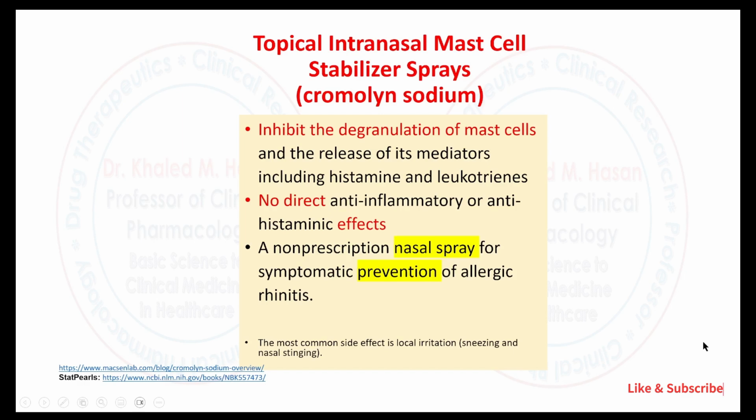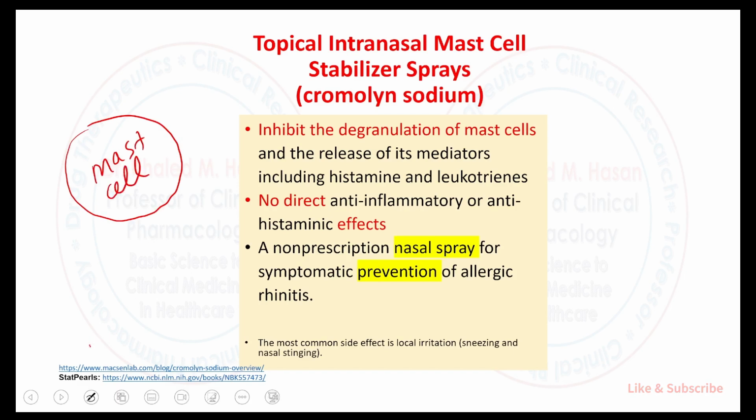Okay, moving to the next group of medication: the topical intranasal mast cell stabilizer spray. This means the medication goes to the mast cell surface and stabilizes it, and in this case it will prevent the release of granules, prevent the release of histamine.